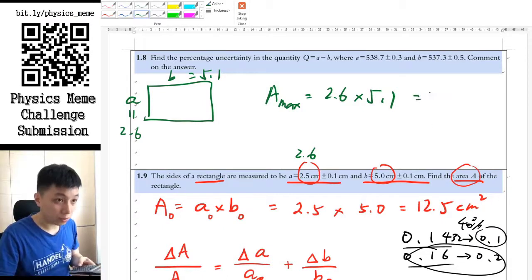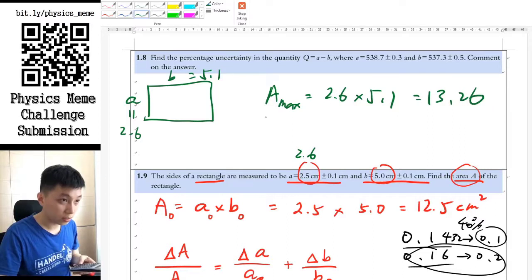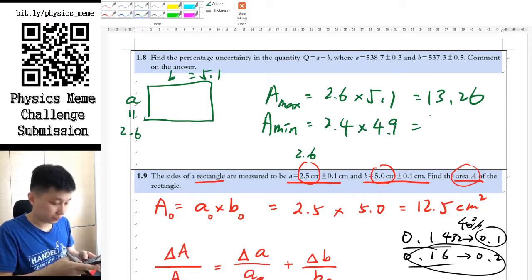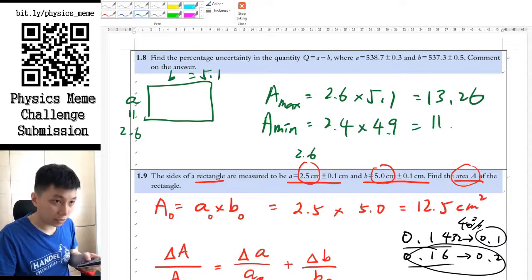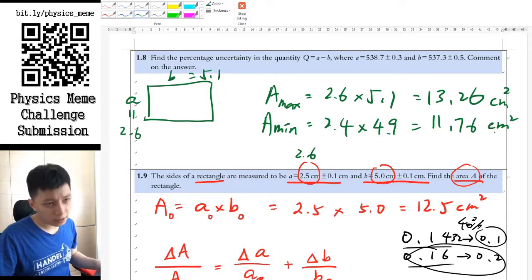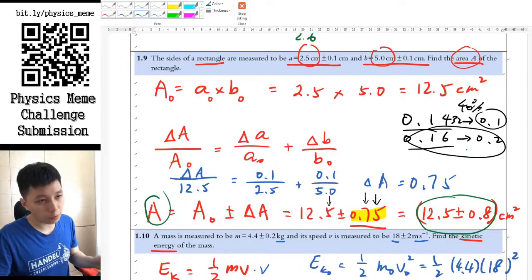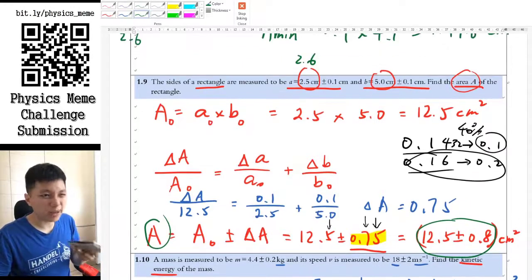equals 13.26, and then A min, well, I guess you can guess now, it will be 2.4 times what? 4.9. That should equal 11.76, right, with the unit. So if you compare this answer with the one we calculated using the formula, it should be a good approximation, right? It may not be exactly the same.